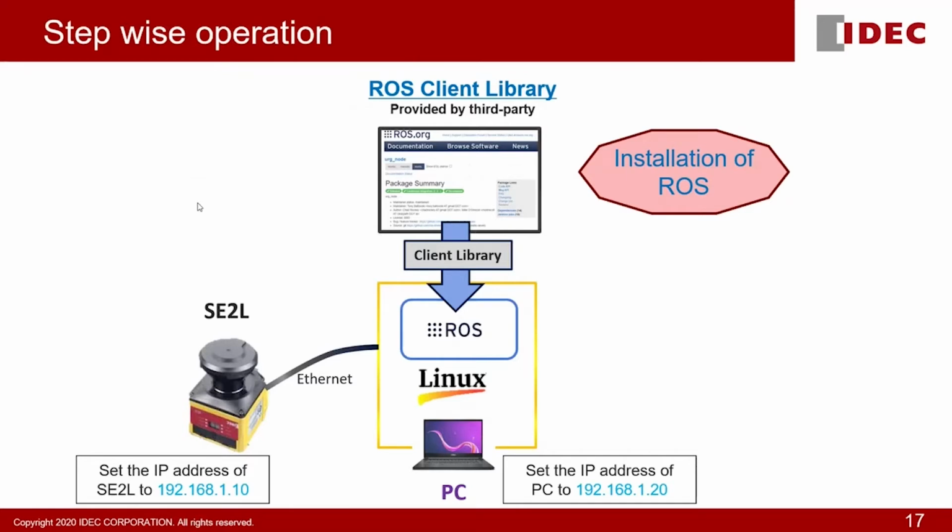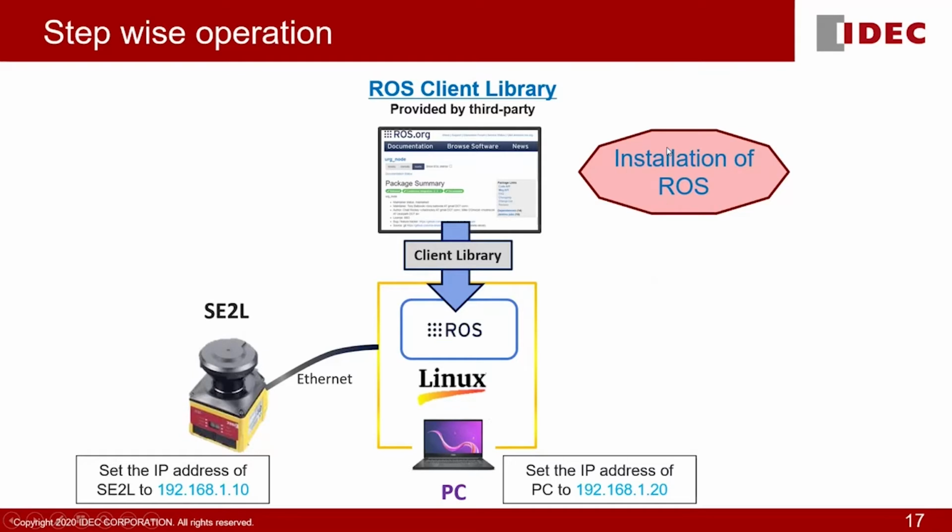So we'll initially start with the step of installation of ROS. Before that, in this schema, as I'm integrating SE2L with Linux, my SE2L's IP address is 192.168.1.10, whereas for my PC, I've set it as 192.168.1.20. You can set it as per the requirement, as per the machine's demand. In my case, I am setting these two IP addresses.